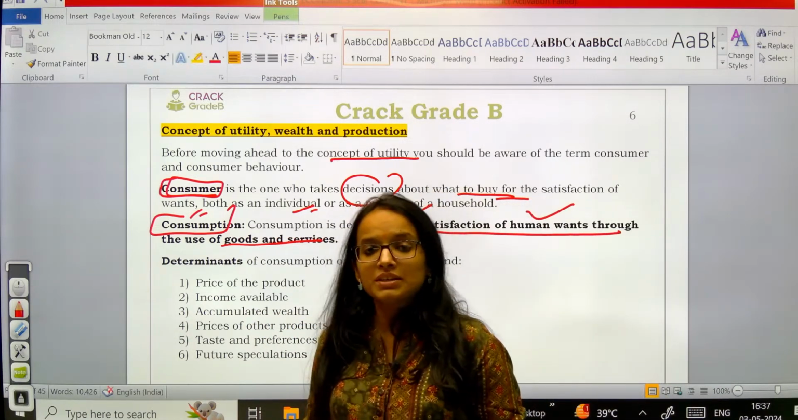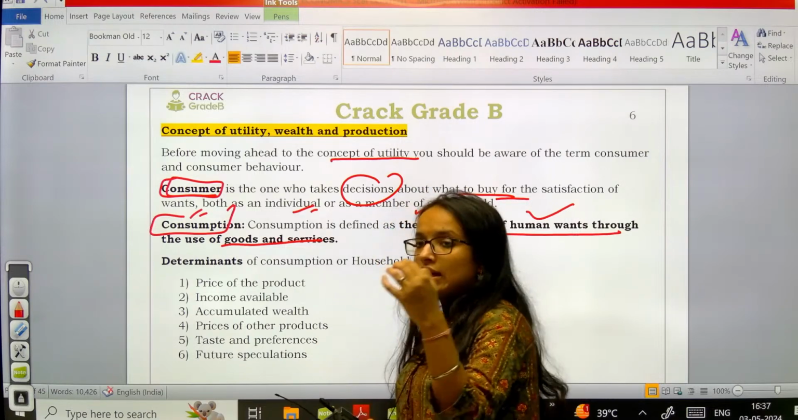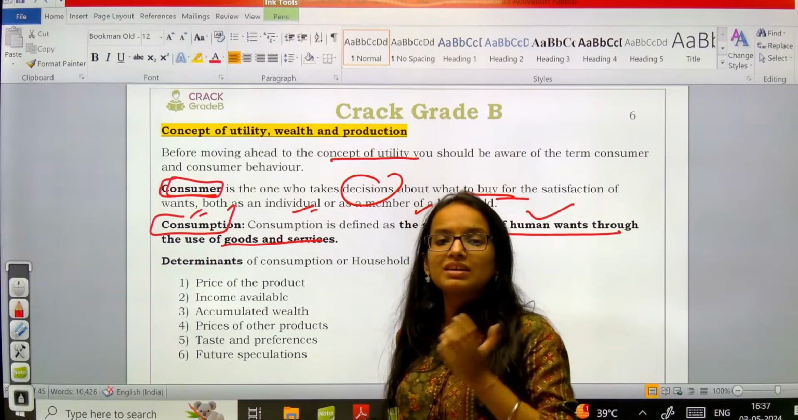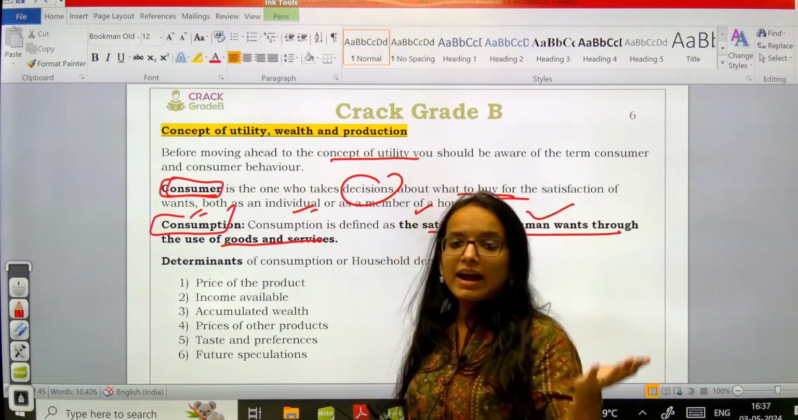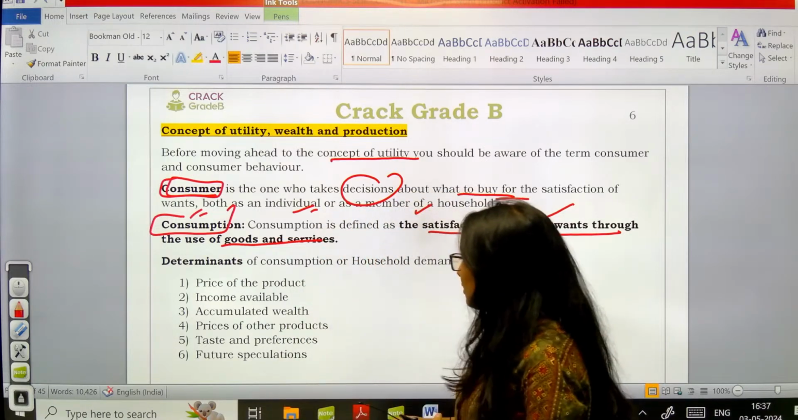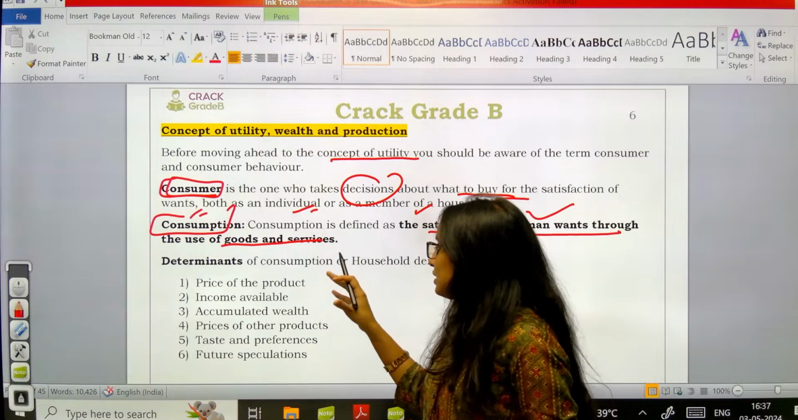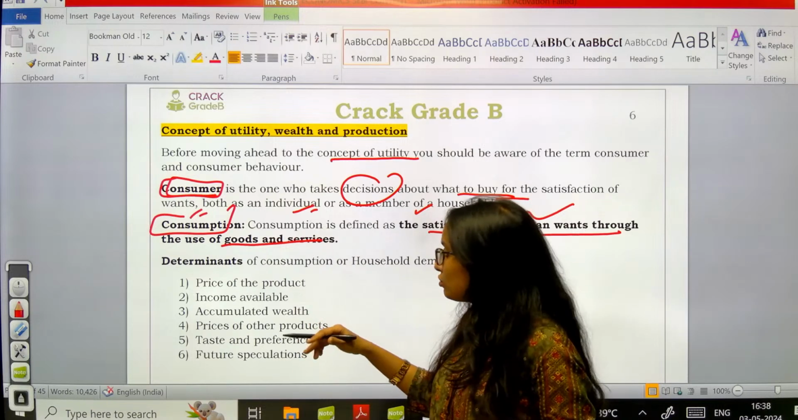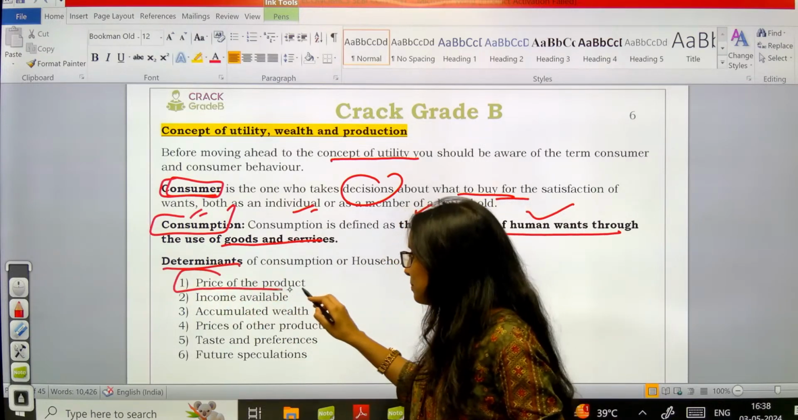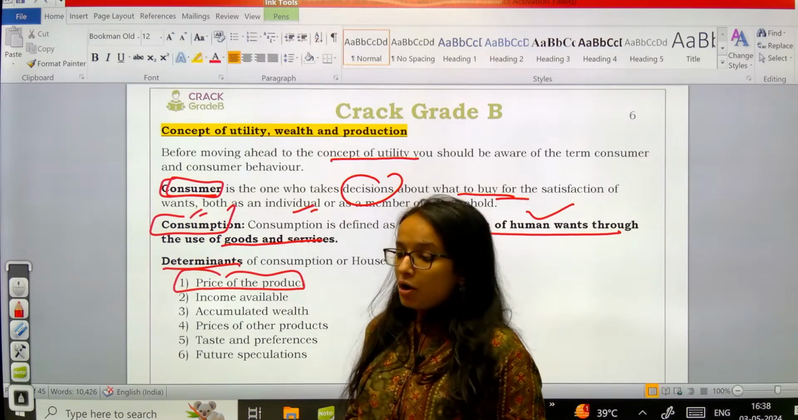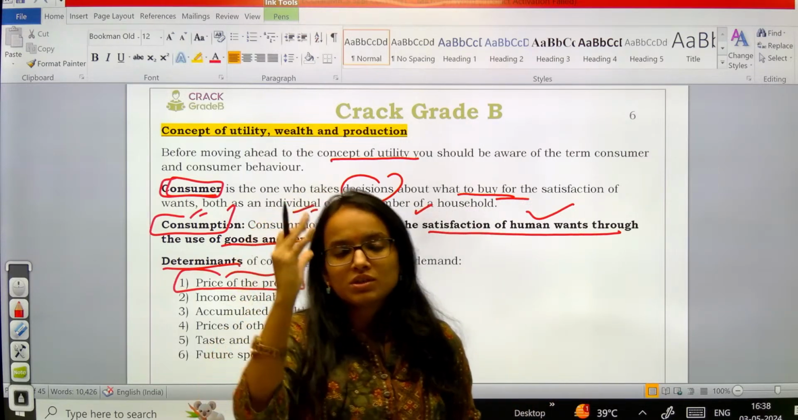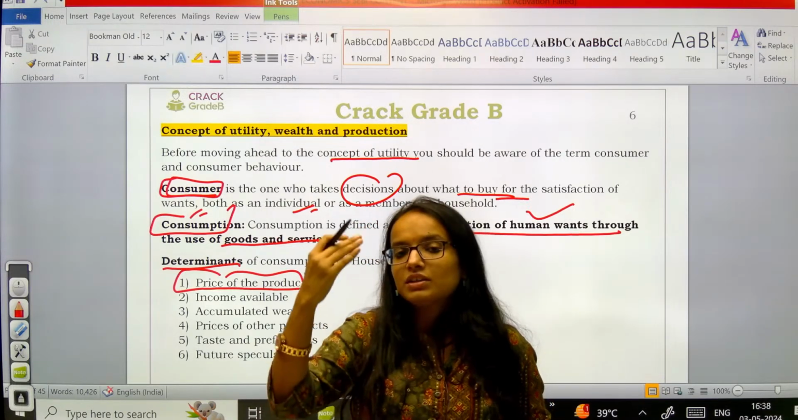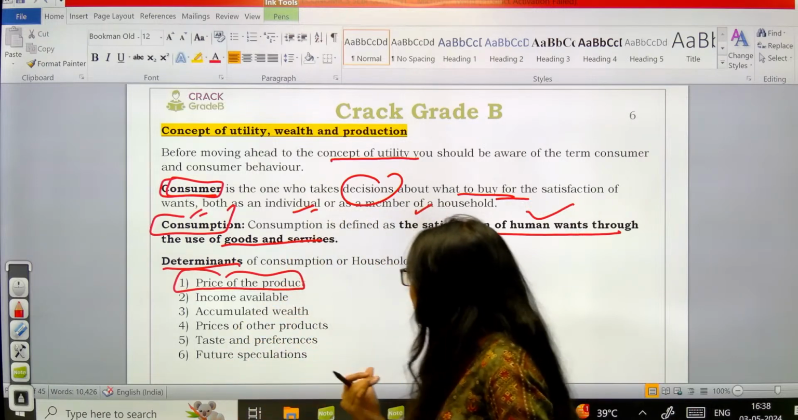Now there are several determinants. These can be asked in your examinations: what are the factors which determine the level of consumption in an economy? I am talking about aggregate consumption, the consumption at the national level as a whole, or at an individual level as well. There are several factors which affect the demand or consumption by households. First of all, obviously, the price of the product, because the law of demand says if the price of some product goes up, the quantity demanded will get reduced. The costlier the product, the less quantity demanded it will have.